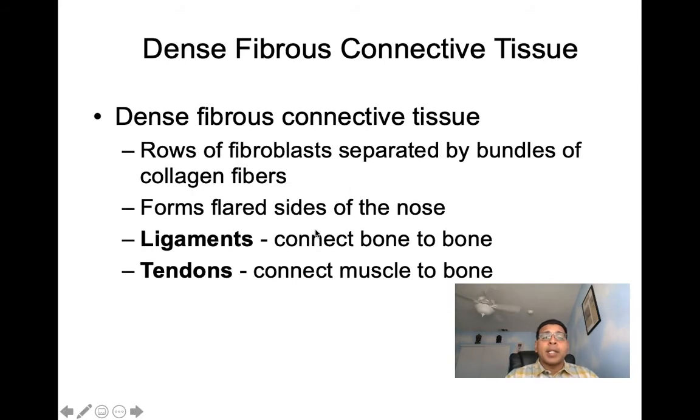Next, dense fibrous connective tissue. When you talk dense fibrous connective tissue, if you recall, it was basically found as rows of fibroblasts that are separated by bundles of collagen fibers. And we were able to appreciate the fibroblast nuclei there as well. It forms the flared sides of the nose. And it's also going to be helping to form ligaments and tendons. And ligaments, we said, are going to connect bone to bone, while tendons are going to connect muscle to bone.